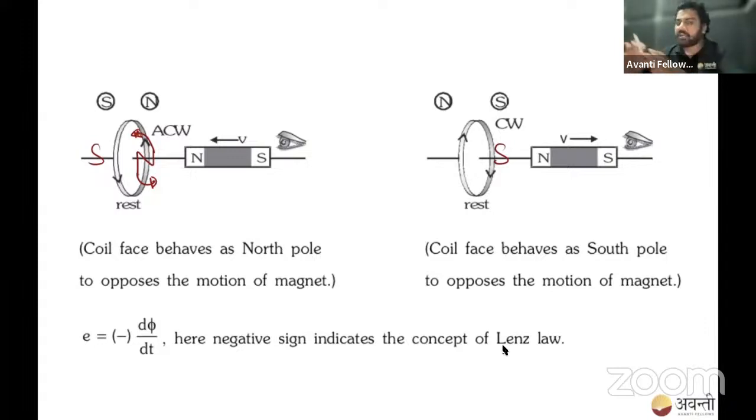So north is going away, it will try to attract by creating south, and south means this direction of the current. If you extend the edges, you'll get the direction. Clear?